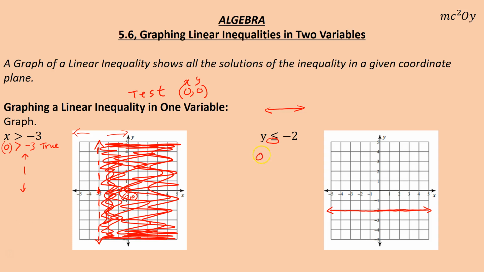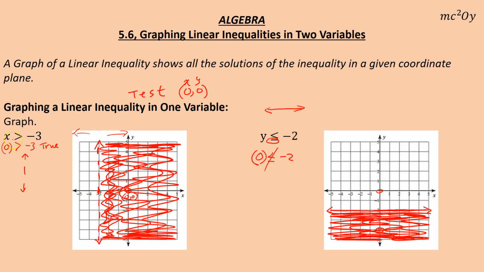So I could do the same thing here. I could test 0, 0. Notice it's just y though. When y is 0, y is less than or equal to -2. Is that true? Is 0 less than or equal to -2? No, it's not. That's false. Meaning 0, 0 is not a solution, meaning everything on the other side of the line is a solution. Okay? So for instance, right here, -4 is a solution, because -4 is less than -2. -2 is a solution. That's why it was a solid line, because -2 is equal to -2, and we have that equal to piece. So that's how to graph them when you have one variable.